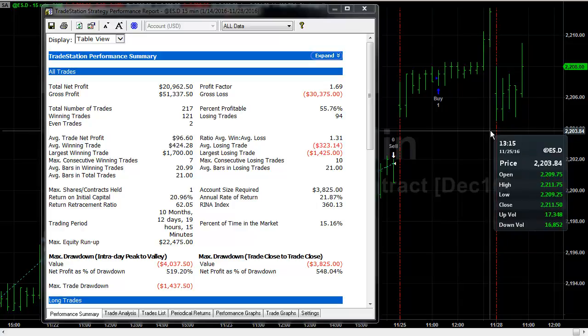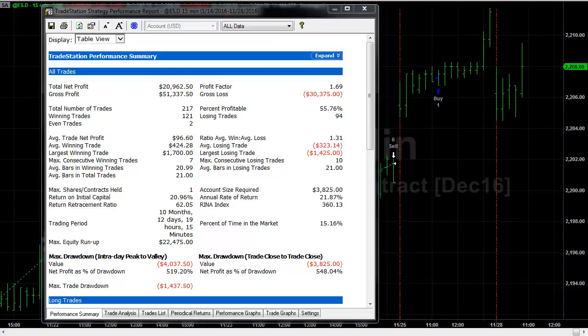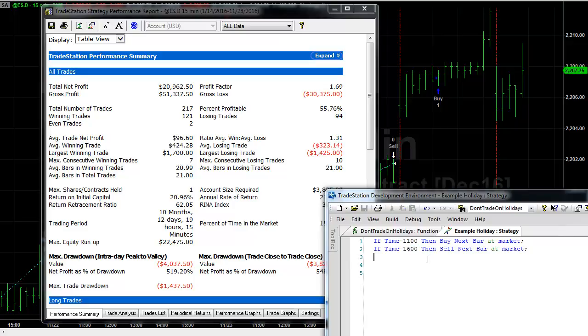Market rallied. It closed at 1:15. So we can't exit at 1600. We can't exit at 1600 because no 1600 existed on a holiday shortened session. But we still don't want to trade that over the holiday. So how do we manage that? There are a couple of ways, 3 ways to manage it.